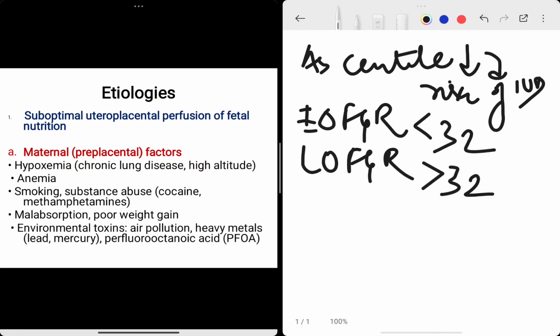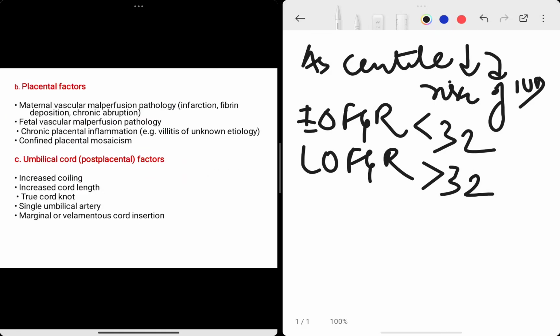Now there are certain etiologies for fetal growth restriction, or the causes. We have divided the causes into the maternal factors, which are pre-placental factors, the placental factors, and the post-placental factors.